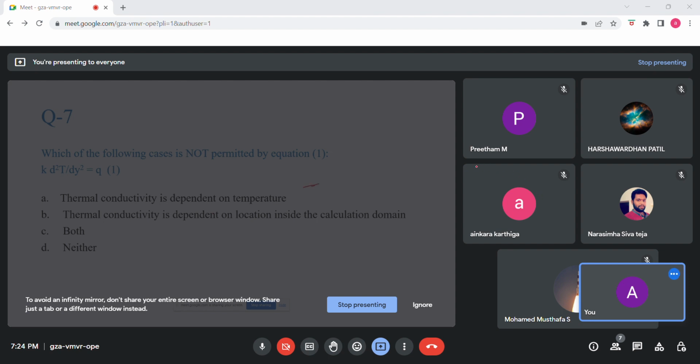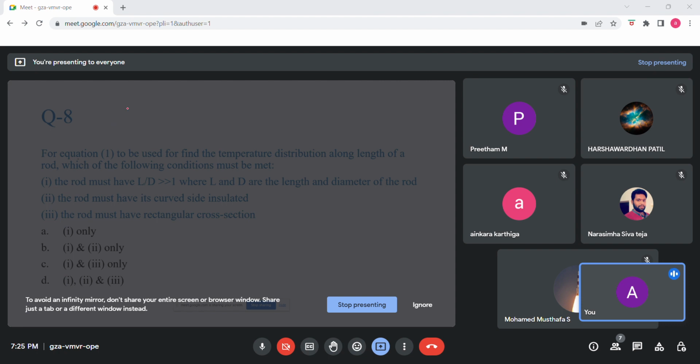That is, this is T and this is Y. So, these two statements are mentioning that K, that is thermal conductivity, is a function of T or Y. But we know that K is a constant in this equation. So thermal conductivity is not dependent on temperature. Thermal conductivity is not dependent on location inside the calculation domain also. Both the cases are not permitted in this equation. So option C is the correct answer.